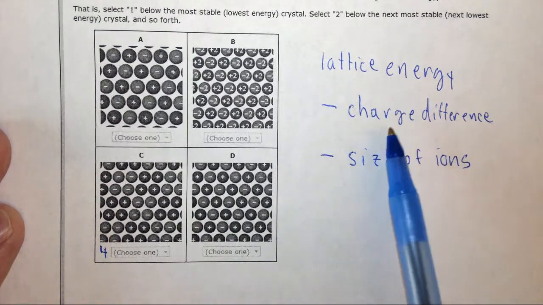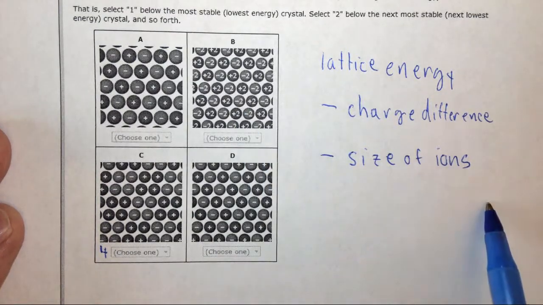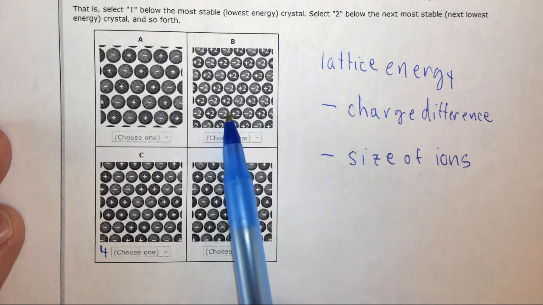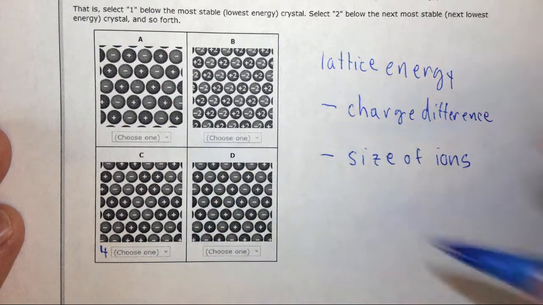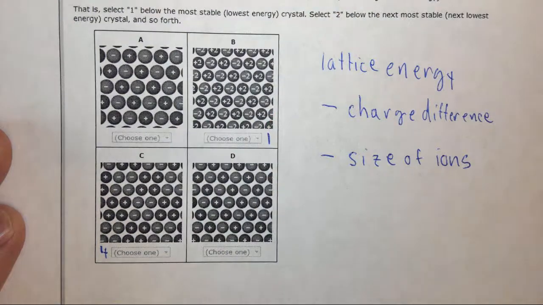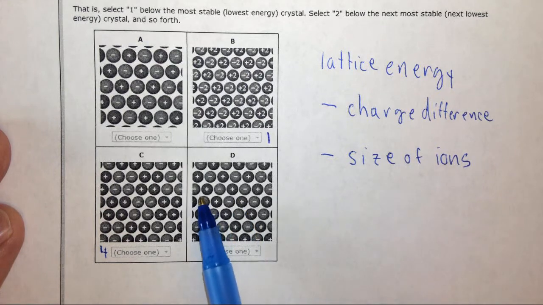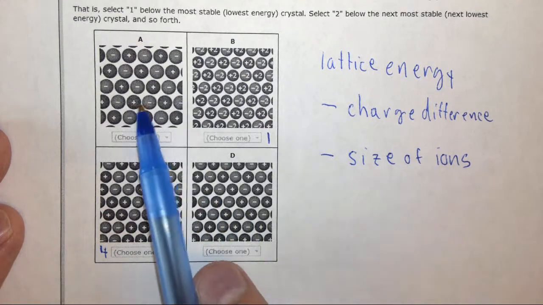But for the rest of them, we can consider the charge difference and the size of the ions. So first, we have plus and minus, +2, -2. This one is definitely the most stable. It has the highest melting point, the highest boiling point, the greatest lattice energy, whatever you want to say. This is number 1.